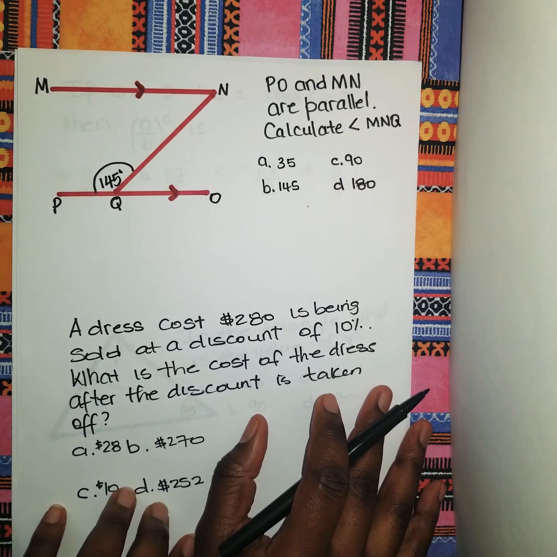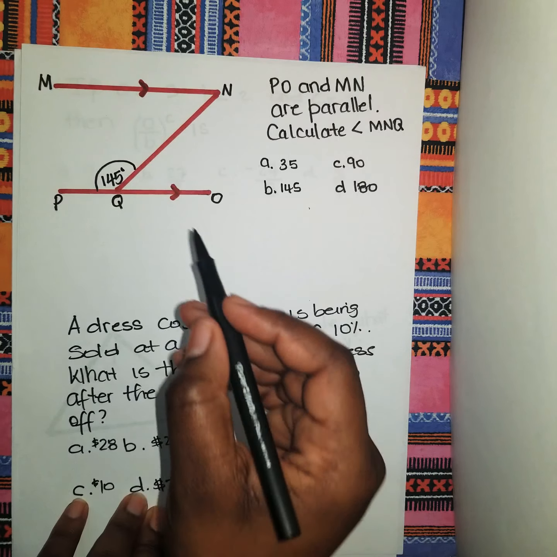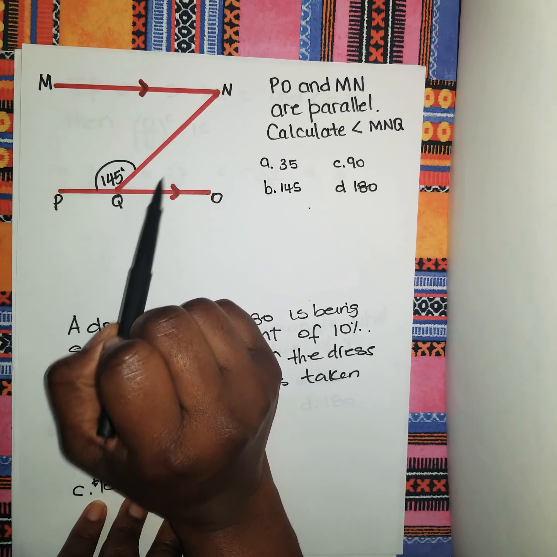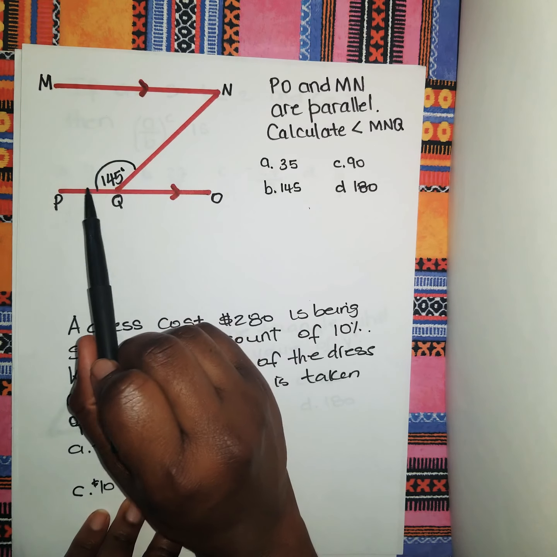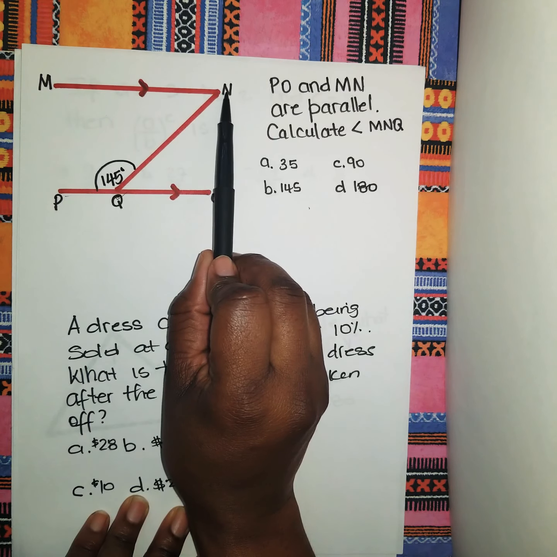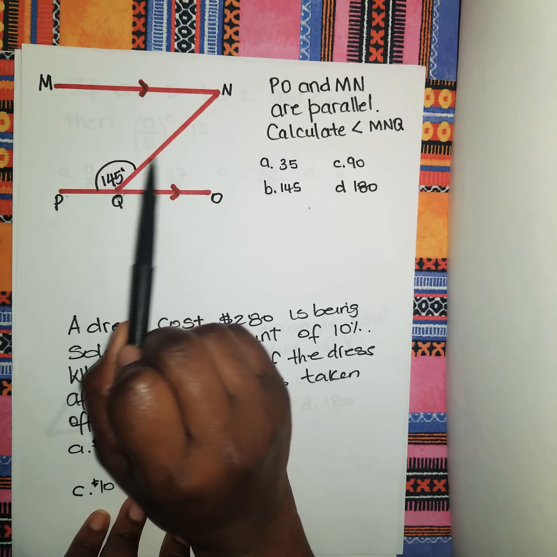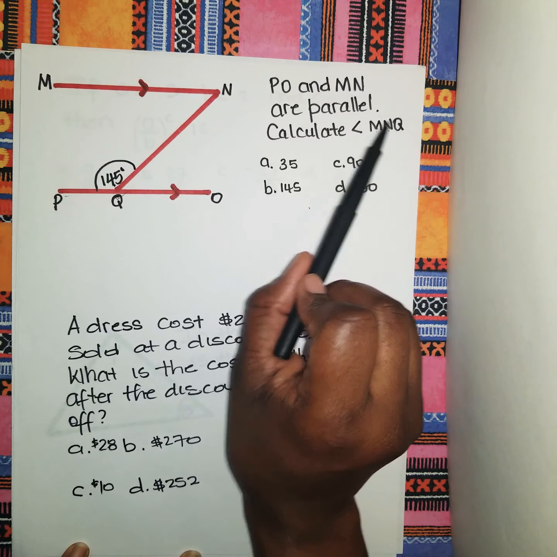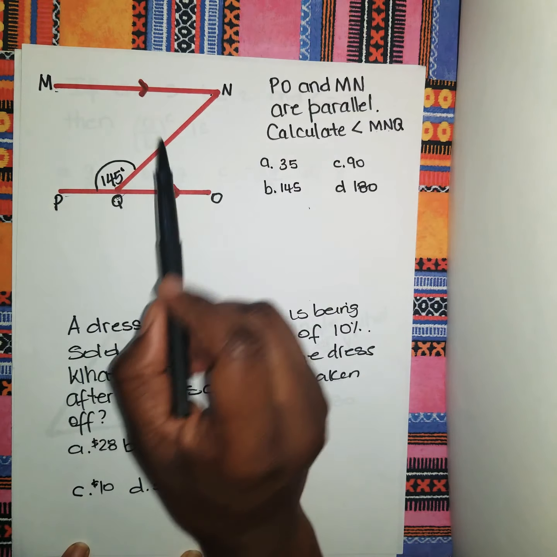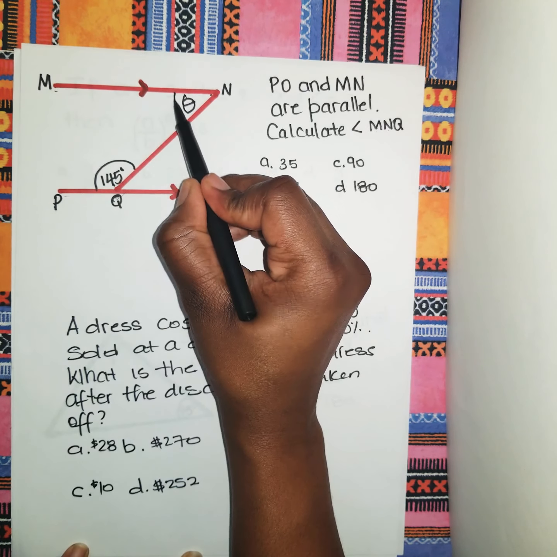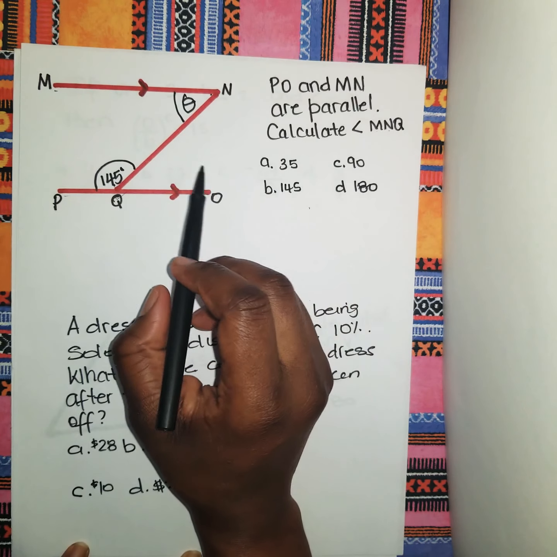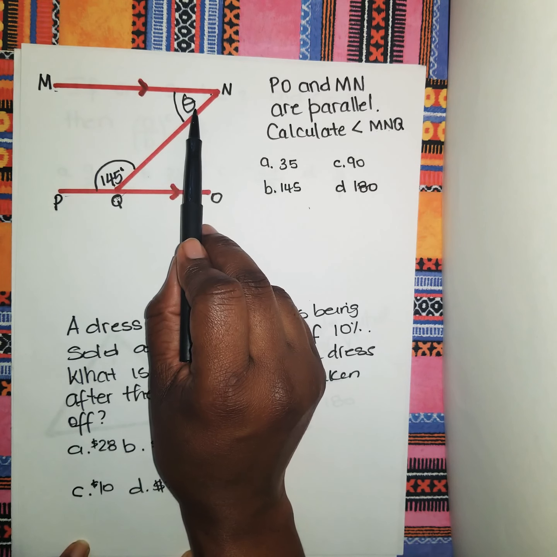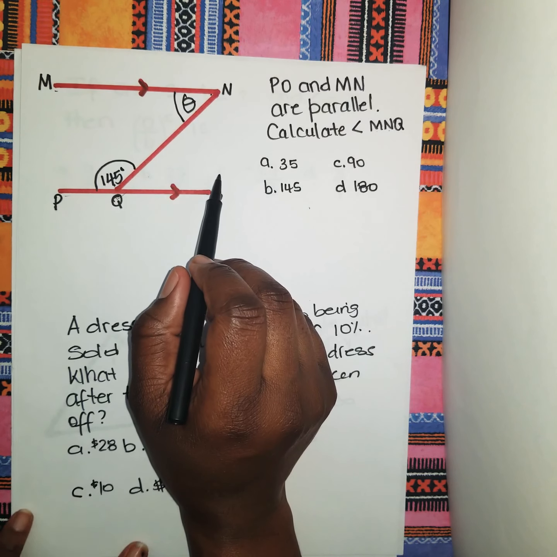So this question, we're given a diagram that depicts two parallel lines. PO and MN are two parallel lines, and we're given angle PQN to be 145 degrees. Now we're asked to find angle MNQ. So N is what we're trying to find, and it's right here. And so guys, we have two approaches we can use to find the solution for the angle at N. So let's get right into it.